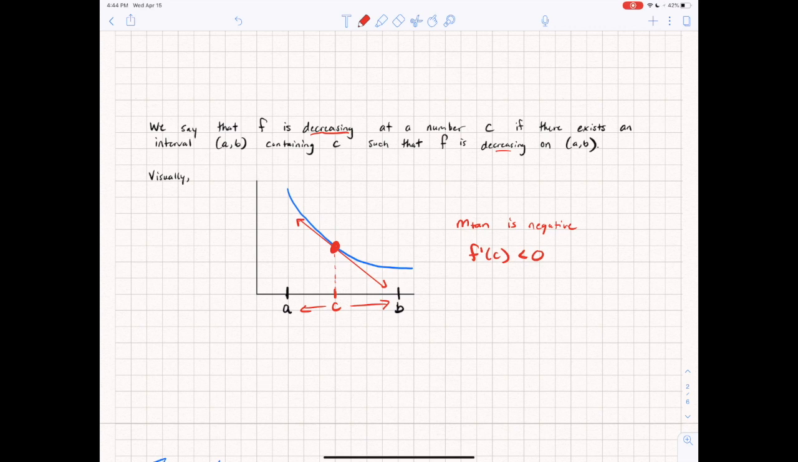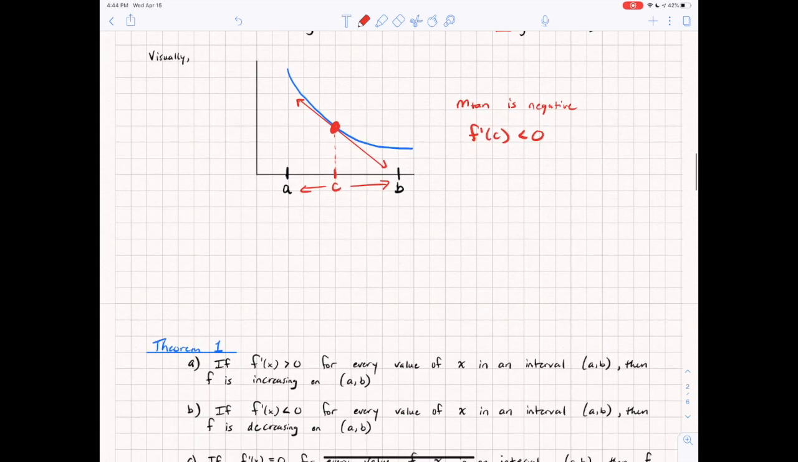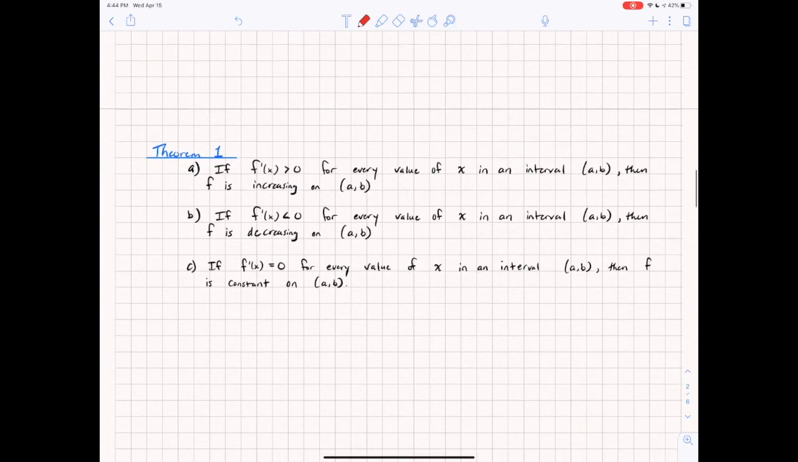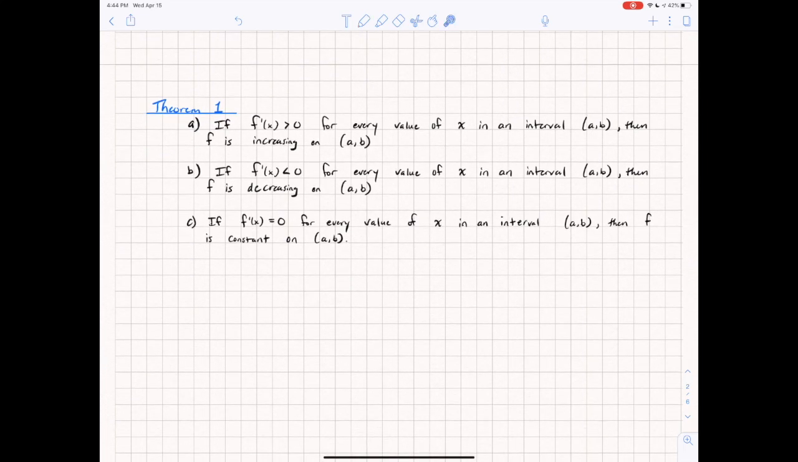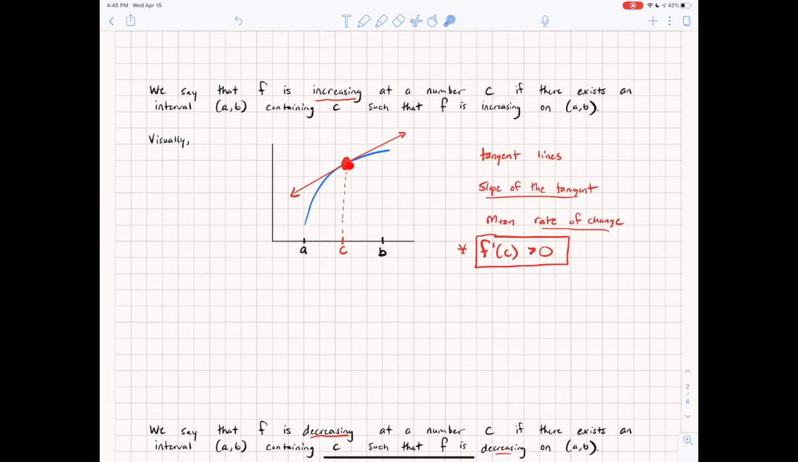And so this will essentially lead into our first theorem, which puts it all together. So this is theorem 1. It says that if f prime is positive, right? If the derivative is greater than 0 for every value in an interval, then f is increasing on that interval. So if I could show for every value in between a and b that f prime is positive, then I can say that I'm increasing on that interval because its derivative, the slope, its rate of change is all positive.